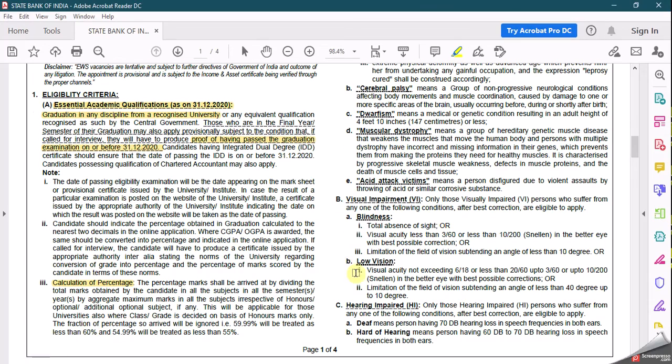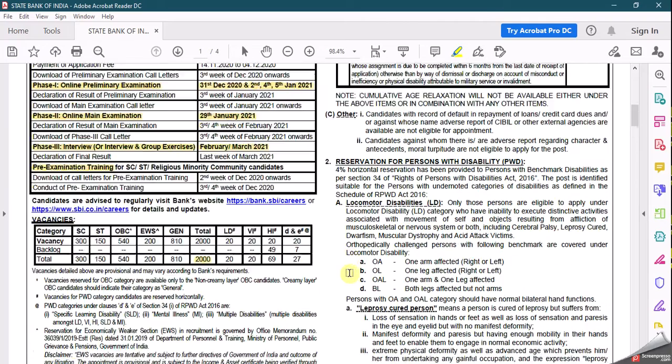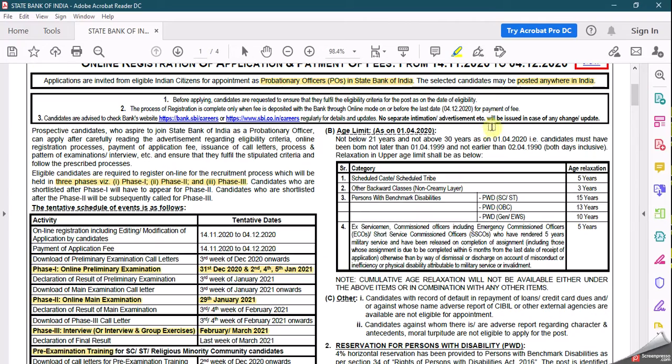less than 60. Now, if we move here, as you can see, what is the age limit? The age limit is not below 21 years and not above 30 years on 1st of April 2020.